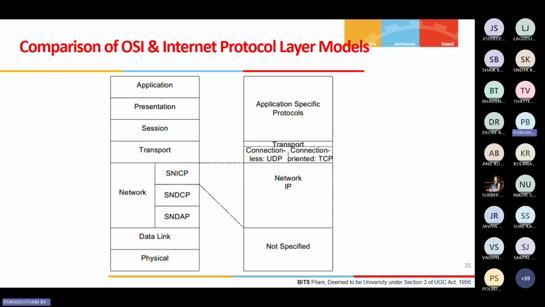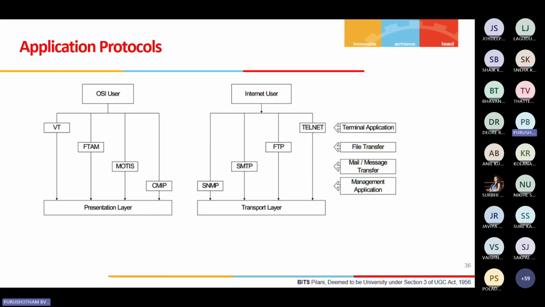Then in the network layer, the IP protocol is used. The physical layer and data link layer are merged together to form the host-to-network layer, which is not specified by the model. Application is application. Session and presentation are merged together into the application layer.